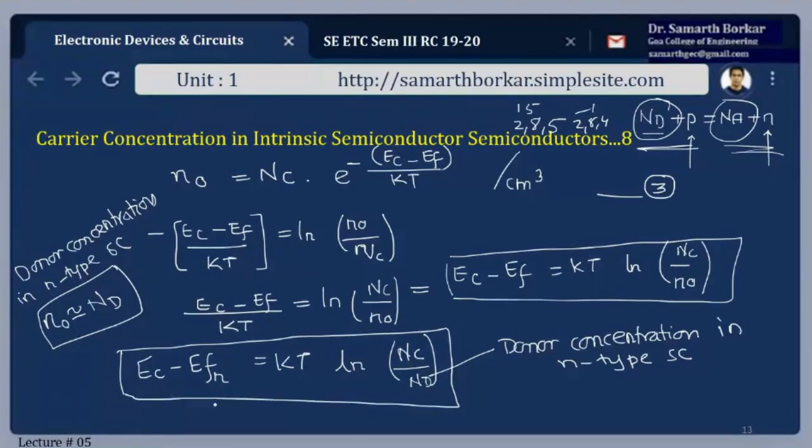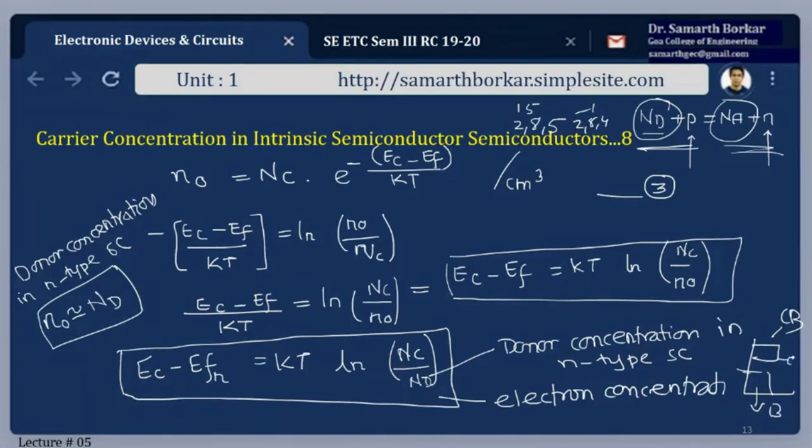Now we have just calculated the electron concentration. If you recollect, if this is the conduction band and valence band, then this is EC and En, the Fermi level for n-type, which is closer to the conduction band. So if I'm able to calculate this energy gap, I can calculate the number of electrons. So this is how it is done, EC minus EF.